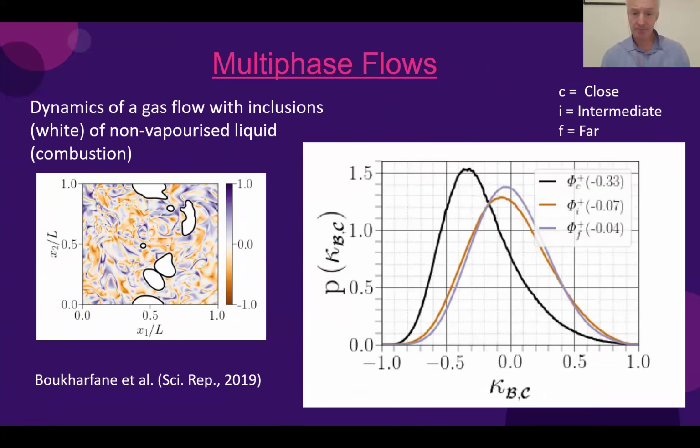Okay, so this wasn't my work, but some people have taken this idea on, and you can see again it's the same kappa structure. But this is a multi-phase flow, perhaps of interest to colleagues working on combustion or similar. So you've got these inclusions of non-vaporized liquid in a gas flow, and you can see again that close to these inclusions, as with the cylinder and the mixing layer on the previous slide, there is more of a dominance of the non-normal dynamics, as shown by that displacement of the black line towards the right-hand side. The subscripts here were close, intermediate and far for the different plots.